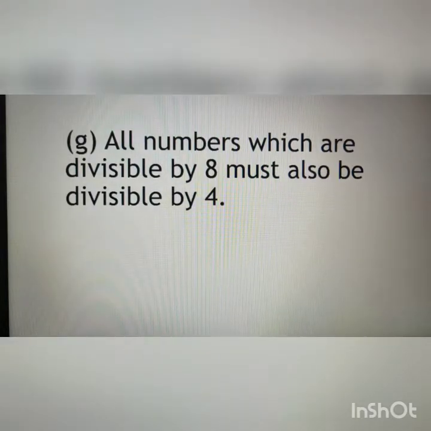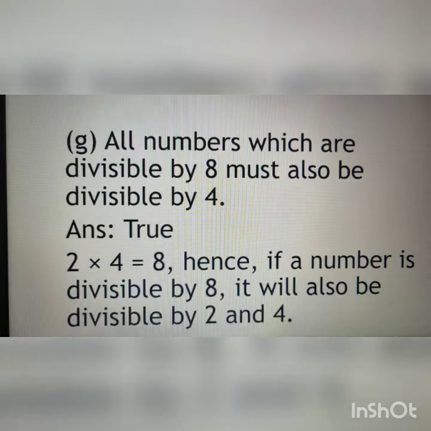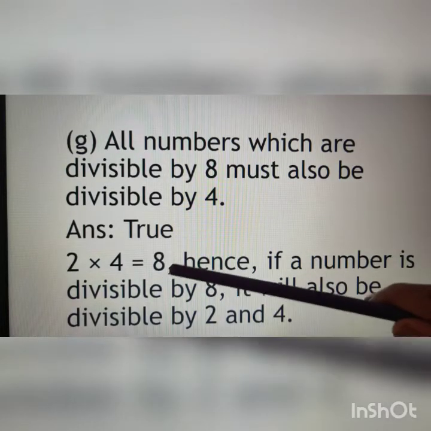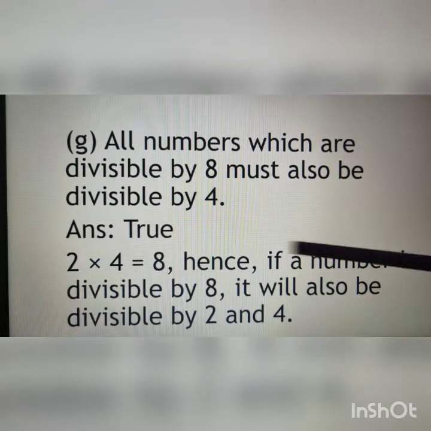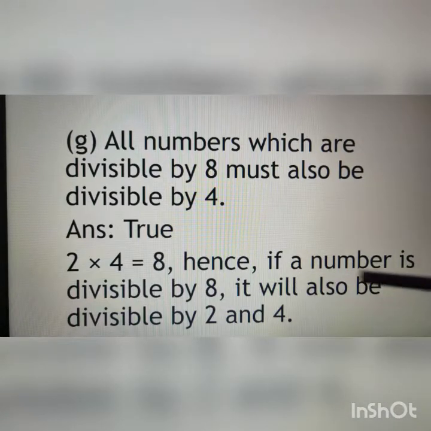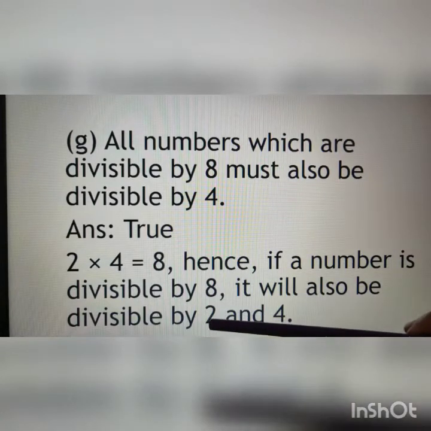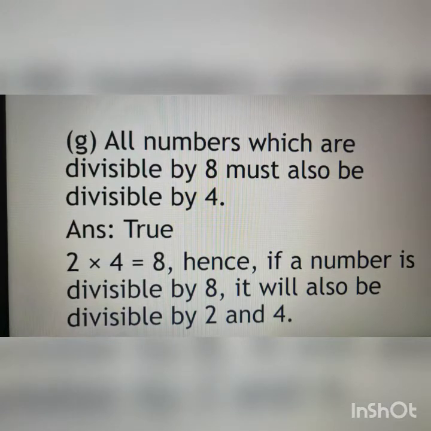Question G: All numbers which are divisible by 8 must also be divisible by 4. Answer is true. We know 2 into 4 is equal to 8. Hence, if a number is divisible by 8, it will also be divisible by 2 and 4.